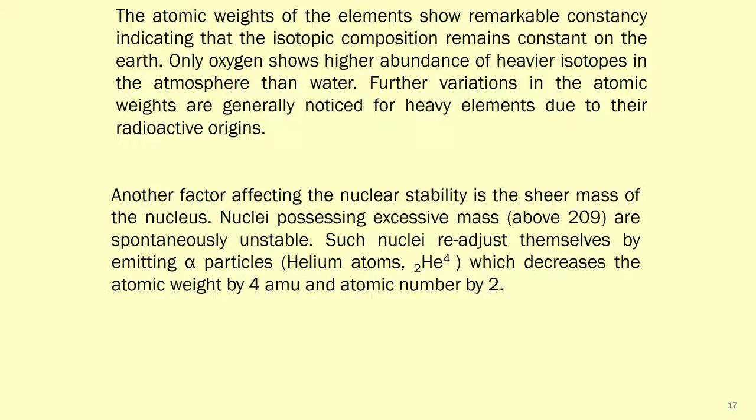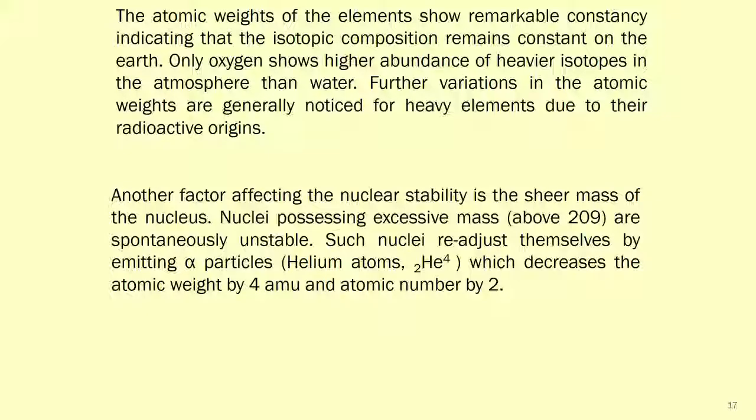Further variations in the atomic weights are normally noticed for heavy elements due to their radioactive origins. The factor that affects nuclear stability is basically the sheer mass of the nucleus. Nuclei possessing excessive mass, that is, I just now mentioned heavier elements. What is the limit of a heavy element? We say approximately 209, and above that, we call them heavier elements.